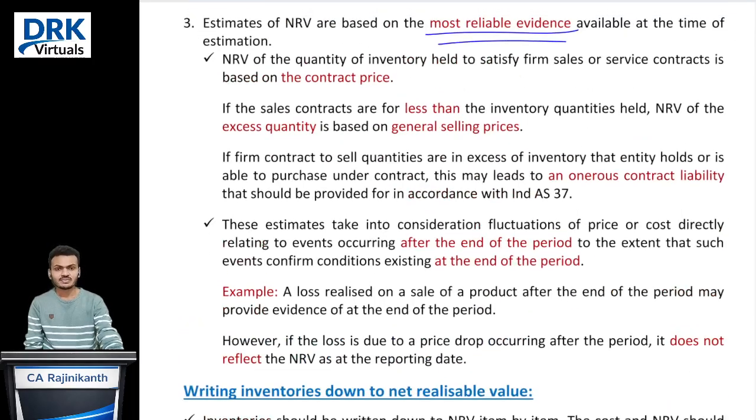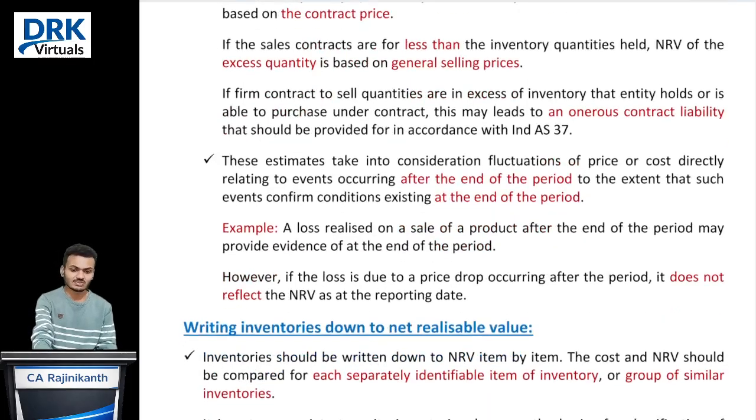For suppose, if we have already entered into a contract in respect of our inventory, in that case, replace the estimated selling price with the contract price. If our material is not covered by a contract, in that case, estimate according to general conditions. Clear? That is what the standard is saying.